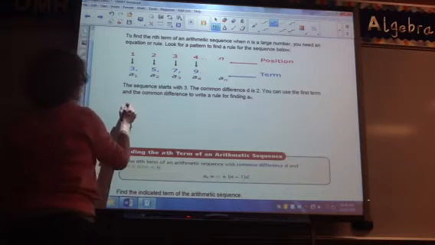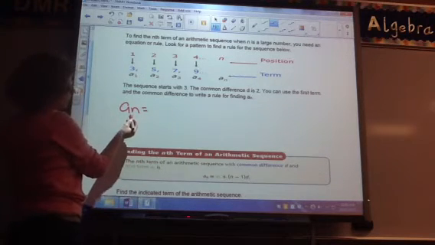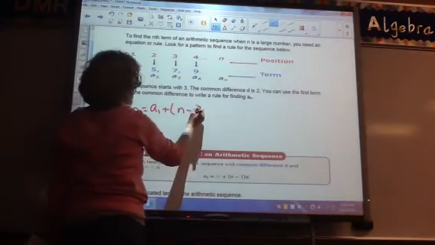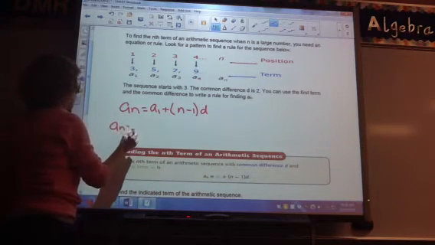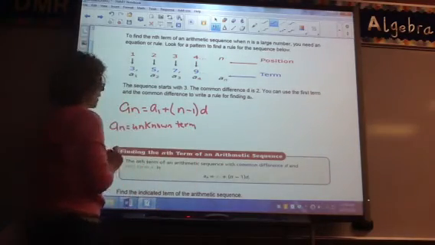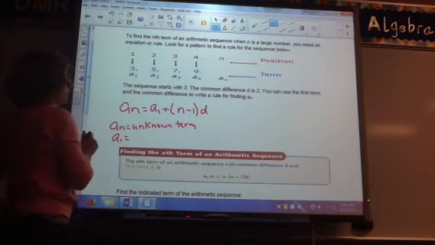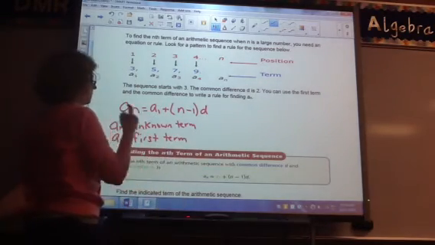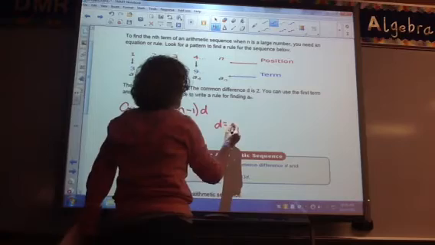So here's the rule. I'm just going to repeat it so I can explain it. a sub n equals a sub 1 plus (n minus 1) d. a sub n is the unknown term you're trying to find. a sub 1 is your first term. And d is the common difference, or the pattern.